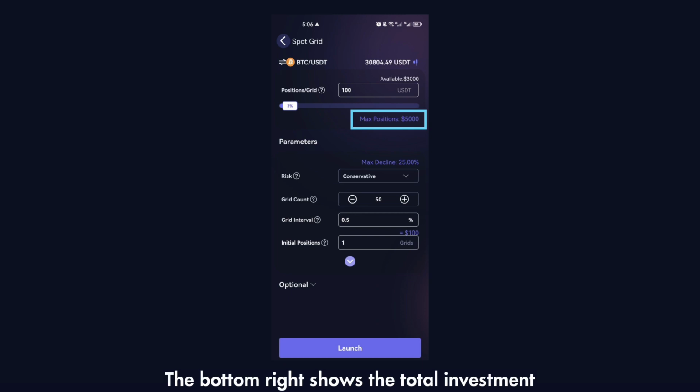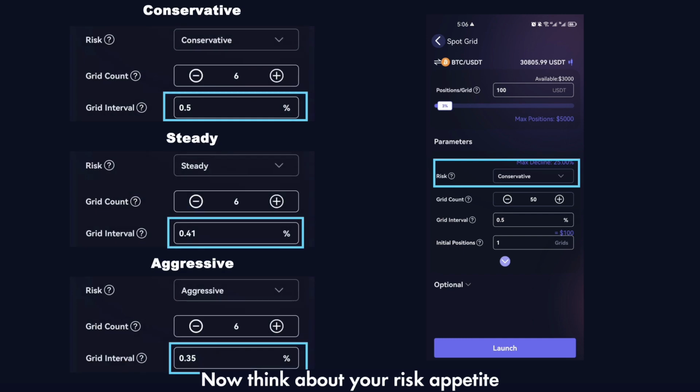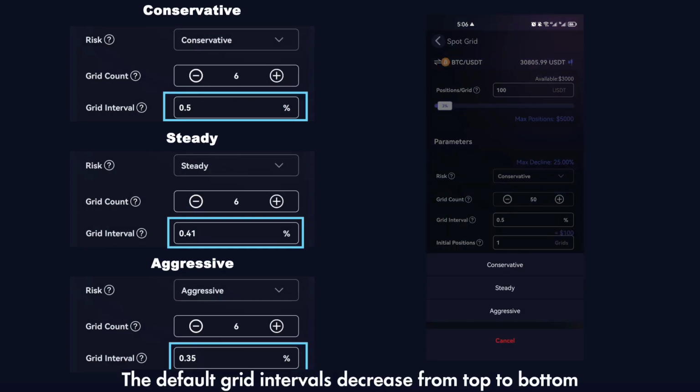The bottom right shows the total investment required to cover all the grids. To avoid insufficient funds, you can reduce positions per grid or grid count. Now, think about your risk appetite. The default grid intervals decrease from top to bottom, leaning towards nabbing those itty-bitty price swings.